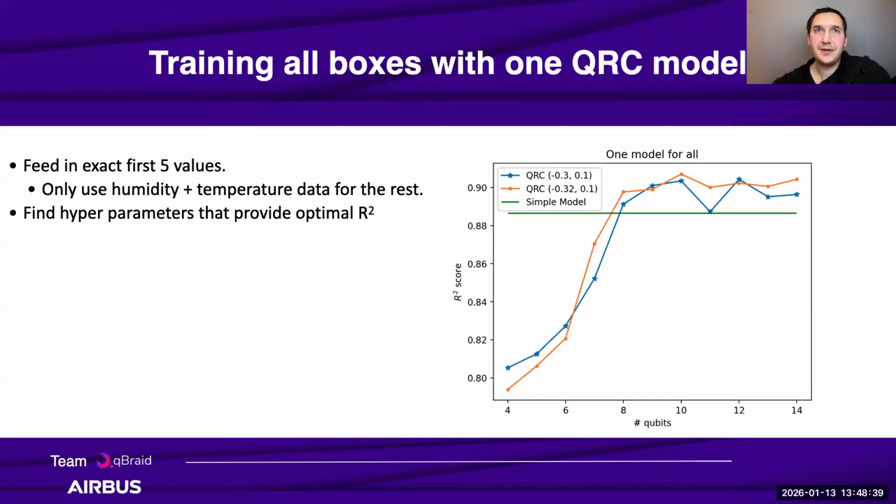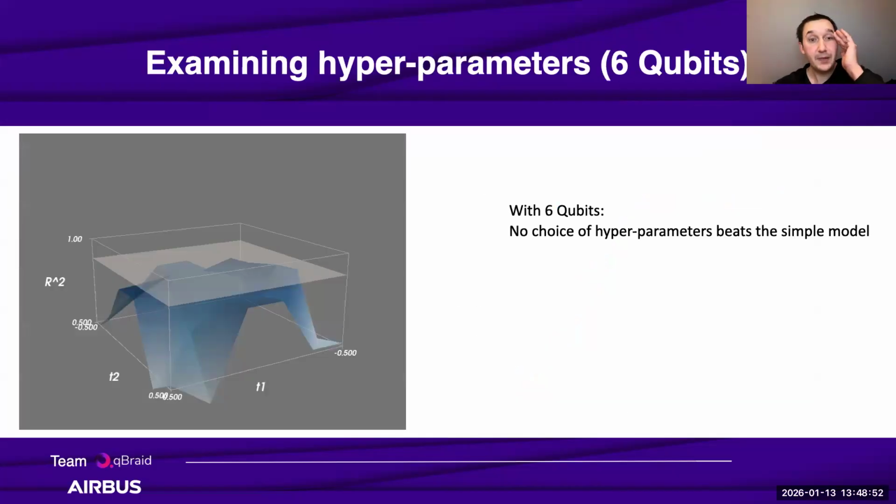So humidity and temperature are probably not enough to describe the intricacies of each time evolution. But one interesting thing is when you look at this evolution, there are two hyperparameters in this: the coefficient in front of your input and the coefficient in front of your feedback. So you can do a 2D surface. This is the parameter landscape. And you can see that when you're at 6 qubits, there's no choice of hyperparameters that beats the simple model, which is the flat plane there.